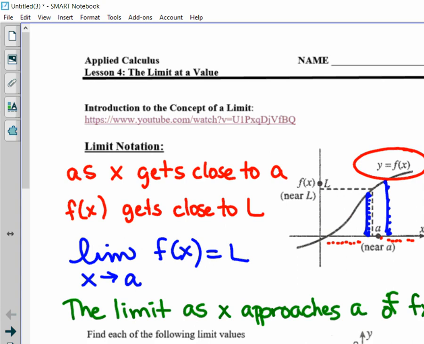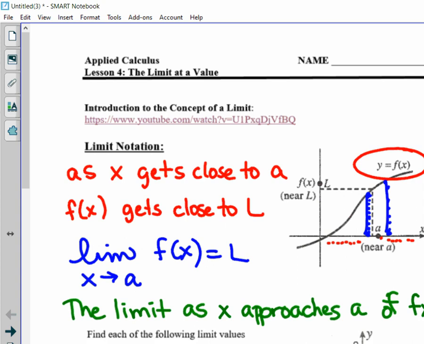This is essentially a y value. And so what we're describing is, hey, if I'm on the graph of this function and I get close to a certain x value, that means I'm getting close to a particular y value.